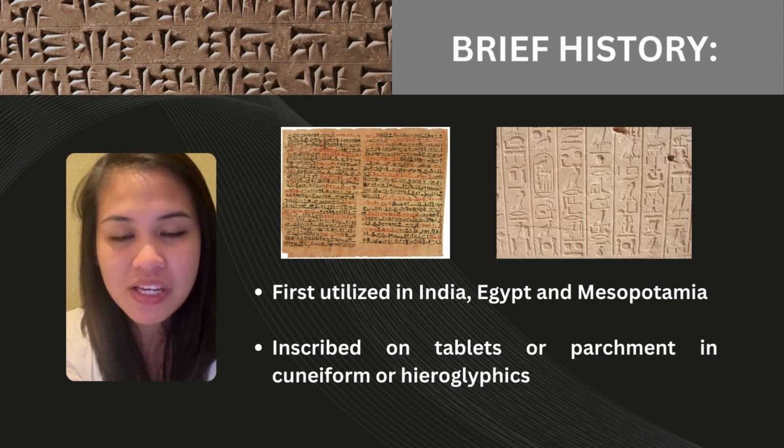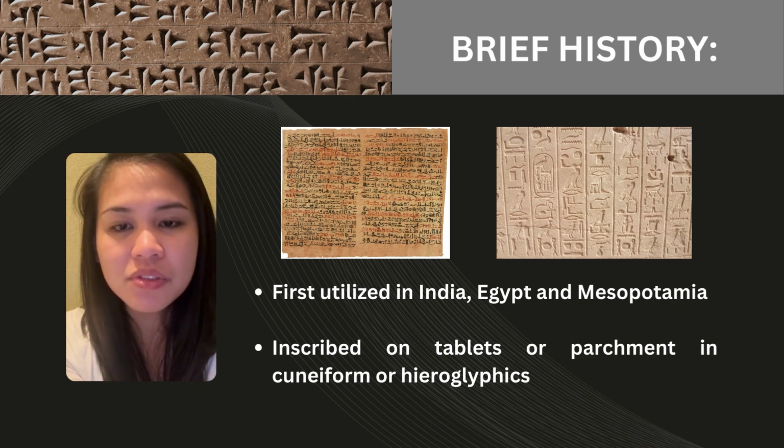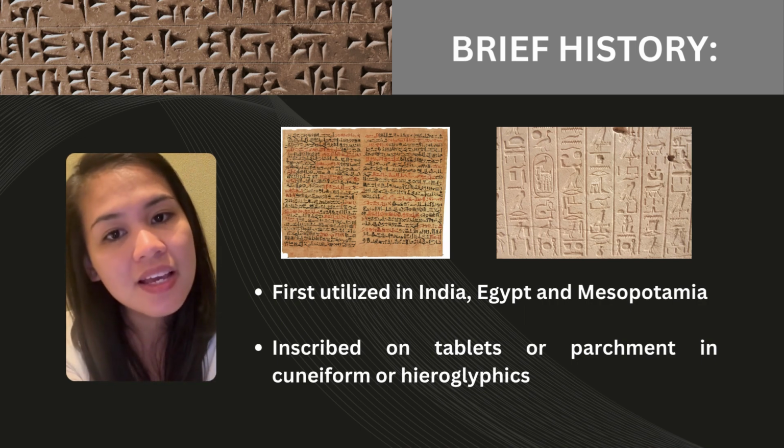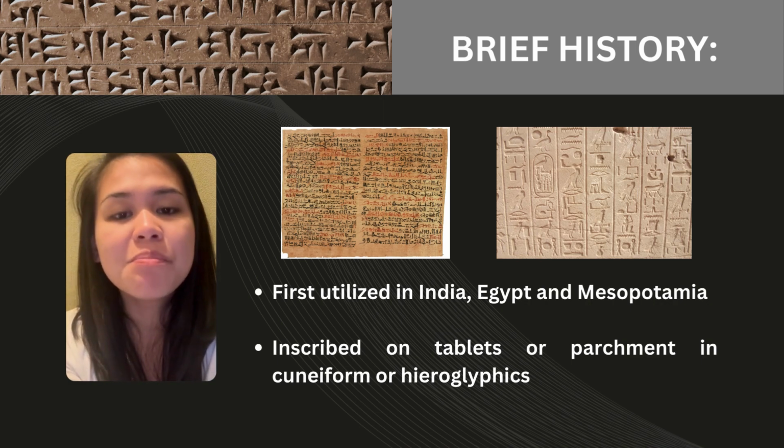Just a brief history, contracts as we understand them today were first utilized in India, Egypt, and Mesopotamia. Written contracts were inscribed on tablets or parchment in cuneiform or hieroglyphics. Nevertheless, they created a clear understanding of the agreement terms and their enforceability. Archaeologists have even found 2,000-year-old contracts for sales, real estate, employment, partnership, finance, and even powers of attorney.